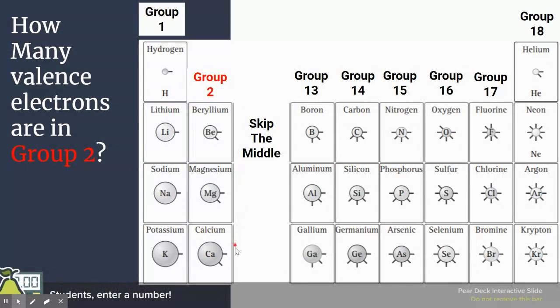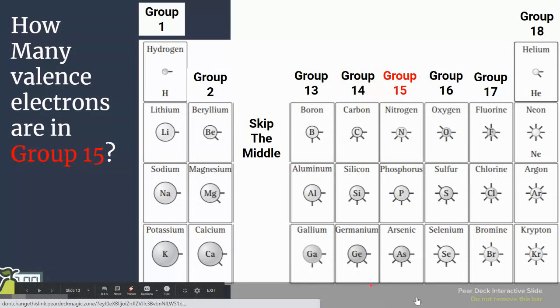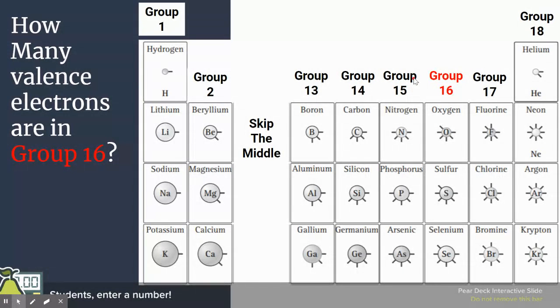They follow a much more complicated set of rules, and if you decide to go into chemistry, you will learn all those crazy rules in college. But for us, group 1 has 1, group 2 has 2, we skip the middle. Group 13 has 3, 14 has 4, 15 has 5, 16 has 6, 17 has 7, and 18 has 8, except for helium, which only has 2.